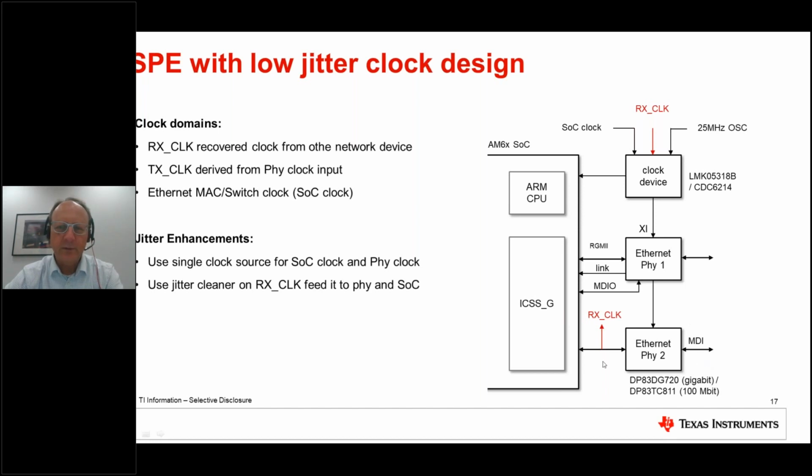And then you could also do what's known from telecom called sync Ethernet. You use a recovered receive clock, you feed it into a jitter cleaner device, like here are two examples, and then you feed the transmit PHY and the ARM SOC from the receive clock, and that gives you maximum performance in terms of jitter over a network. So here we talk about not a point-to-point connection, but a daisy chained or a ring connection with single pair Ethernet.